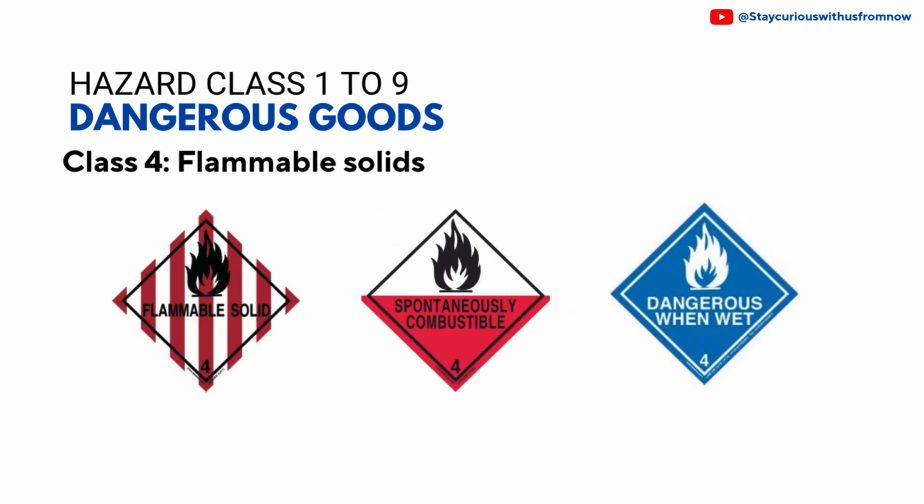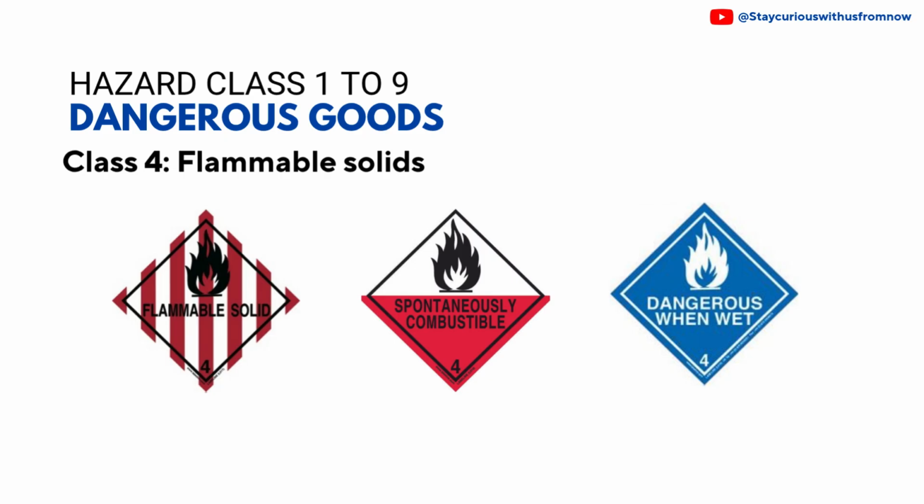Let's continue with Class 4 flammable solids. These materials can ignite easily through friction, heat, or contact with air or water. Class 4 is divided into 3 categories. First, flammable solids, shown with the red and white striped label, include items like matches, magnesium, and sulfur.